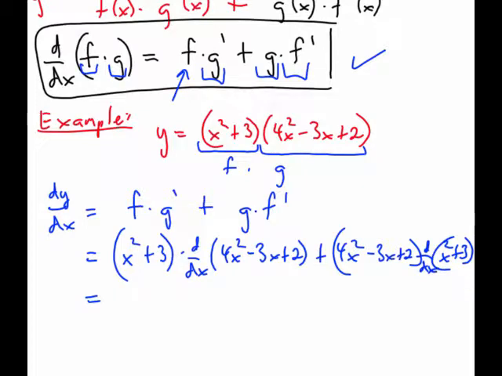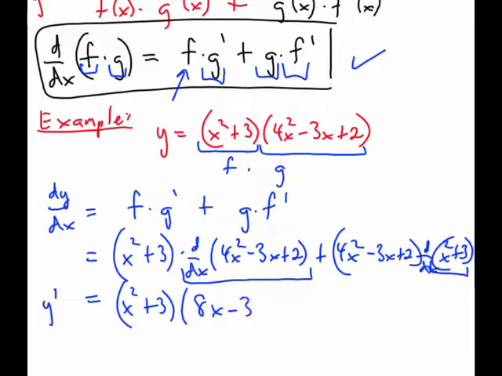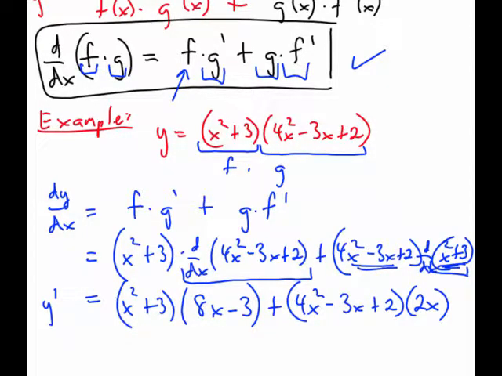And now to do each of these sections, I'm going to use other rules I know. I know how to do the derivative of the sum and difference with the power rule embedded. So my derivative y prime would be x squared plus 3 times 8x minus 3, the derivative of 2 is 0, plus this function multiplied by the derivative of this, which would be 2x plus 0. And there's no need to expand it out. My derivative is simply that.